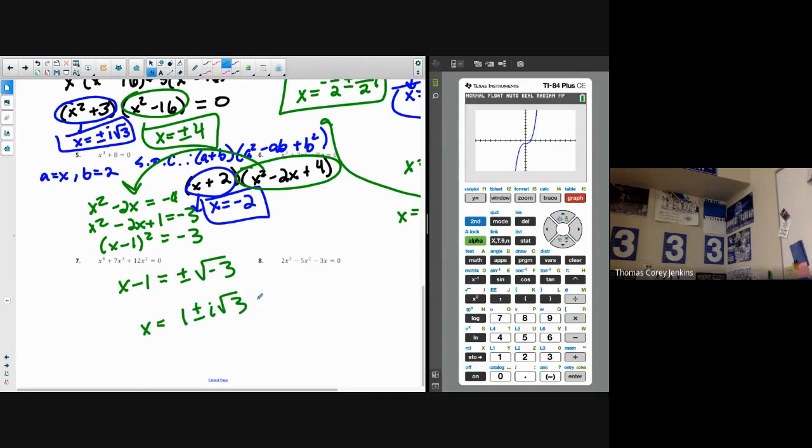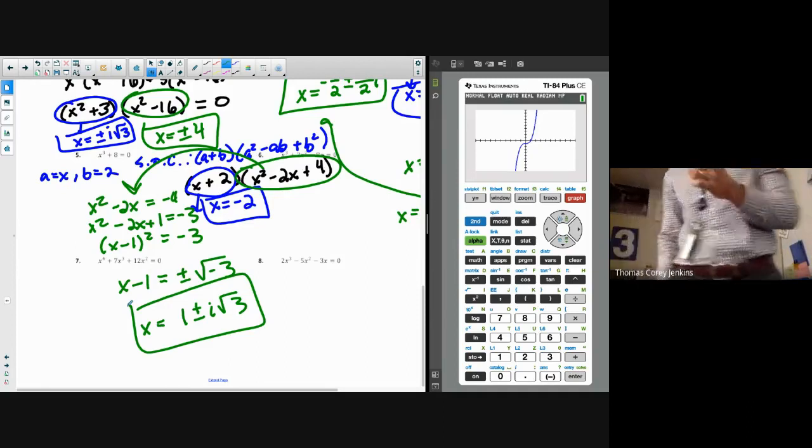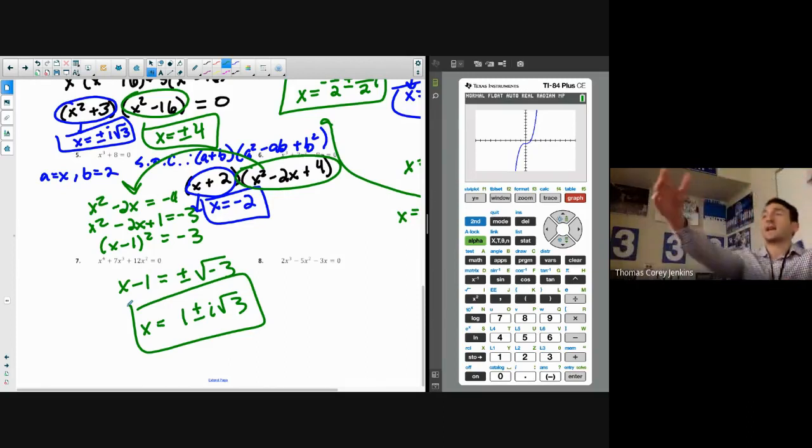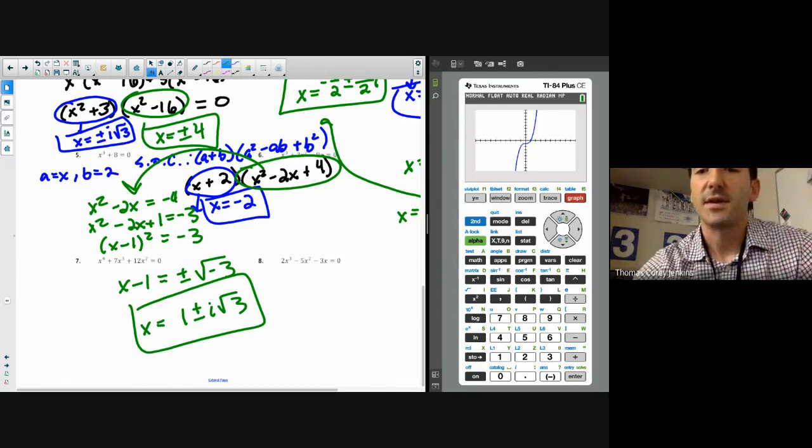So these would be my other 2 solutions, which we can't see on the graph. Okay, I'm going to leave 6, 7, and 8 for you to try. Remember, those are in the filled out notes. I'm sure you guys will have questions because this has a lot to it. But use that technology to help you. Use that graphing calculator, ask questions, and get this stuff figured out.